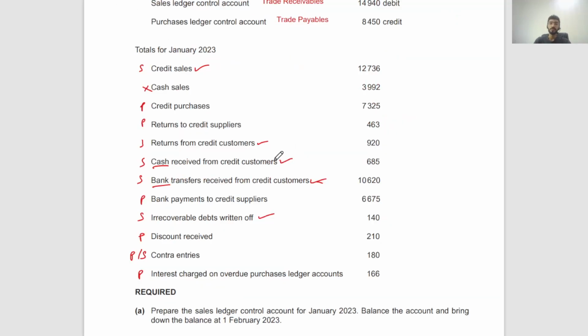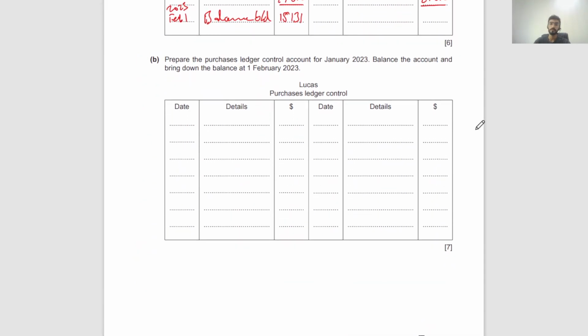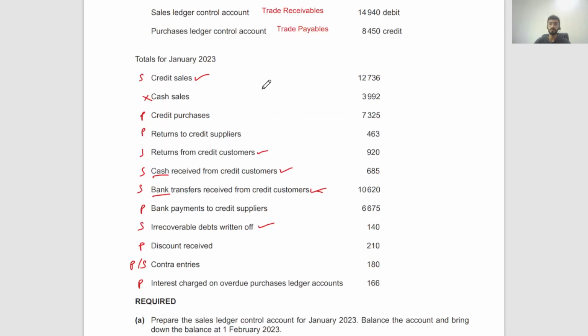We've dealt with the first requirement. Now looking at the second one, PLCA. It has an opening credit balance of 8450. Let's call that balance brought down on January 1st, 2023. Okay. What happened? Credit purchases.